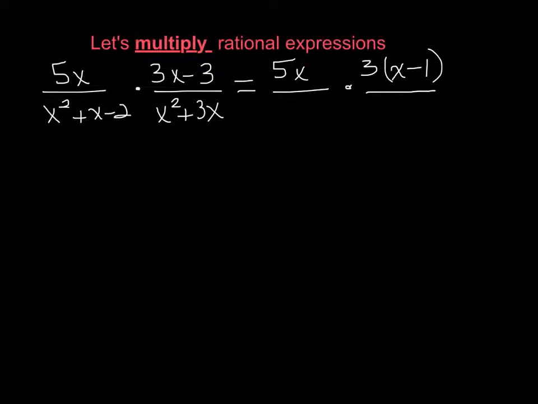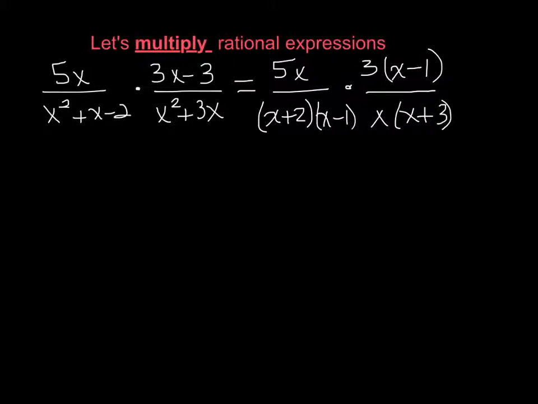The first denominator, x squared plus x minus 2. When we factor that, that factors to be x plus 2 times x minus 1. And then our second denominator is x squared plus 3x. And let us factor that. That factors to be x and then x plus 3.